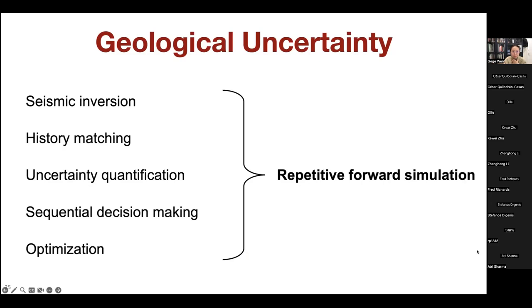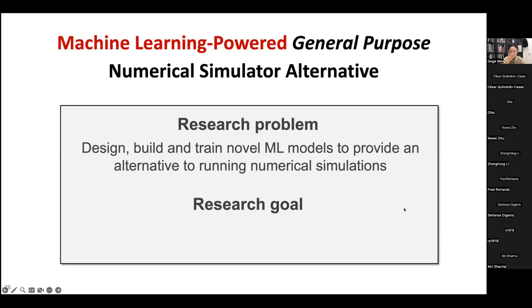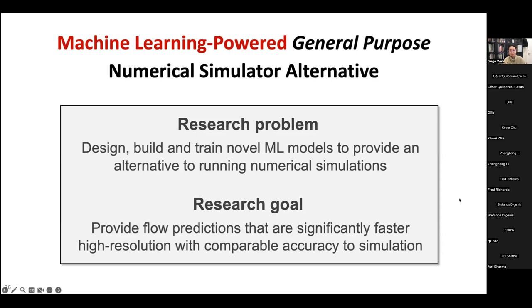And to tackle this challenge, we ask this research question: can we make a machine learning powered, general purpose numerical simulator alternative to help us with the simulation? In other words, we want to design, build, and train a novel machine learning model to provide an alternative to running these numerical simulations. And the goal is to provide fluid flow predictions that are significantly faster, with high resolution and also comparable accuracy to simulation.